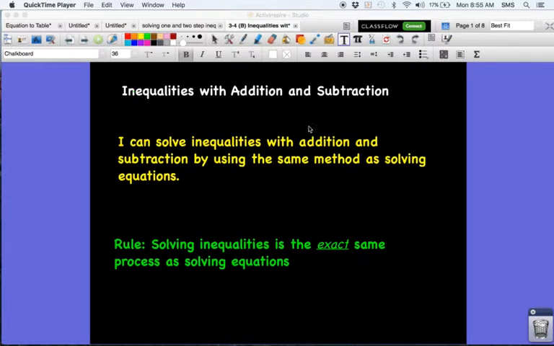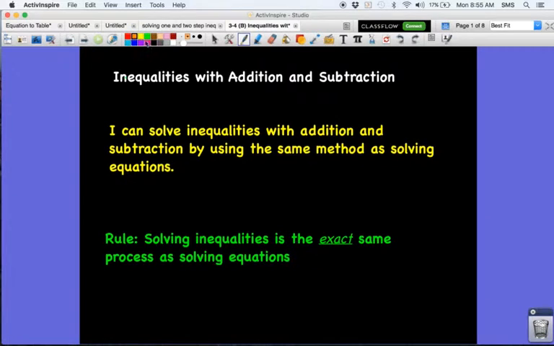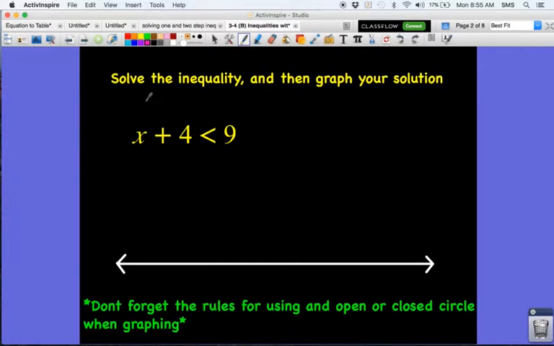Okay, so we take a look at our I can statement. It does say I can solve inequalities with addition and subtraction by using the same method as solving equations. So what we're going to do is take everything that we've already learned and apply this to solving inequalities. So here's an inequality right here. If you have not watched the video for graphing inequalities, please go back and do so now before you continue to watch this. But here we go.